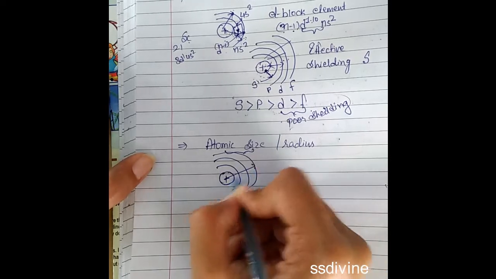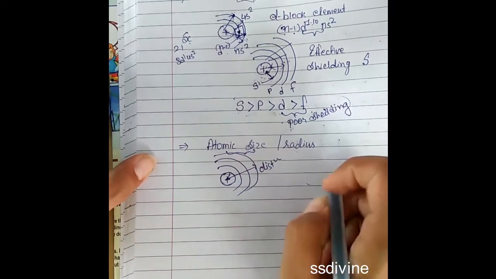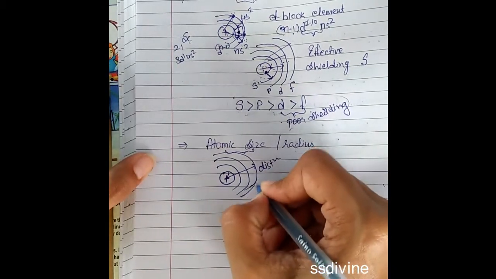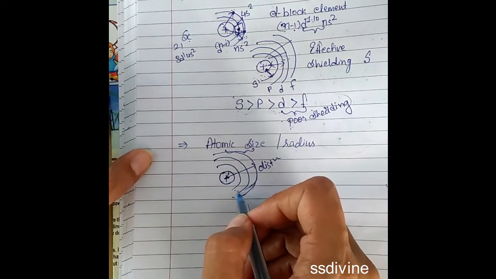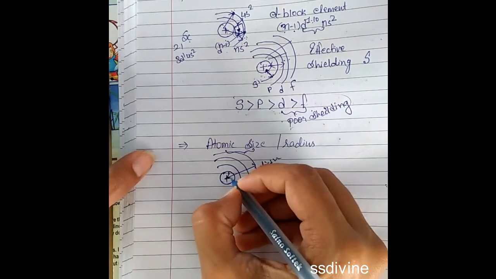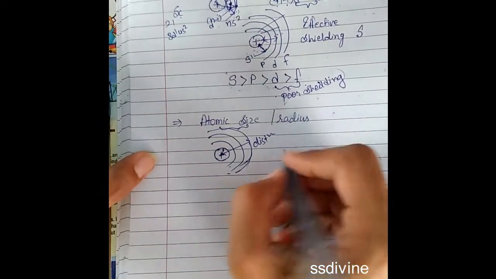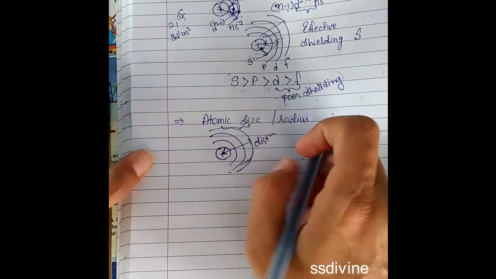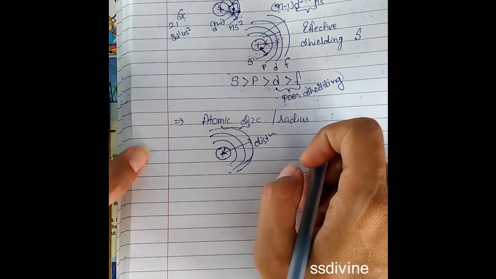न्यूक्लियस और outermost shell के बीच में जो distance है, that distance is known as atomic size or atomic radius. Clear? Now we know that these orbits are imaginary orbits, right? So it is difficult to find this distance. Now to calculate this radius, we have seen that the elements are obtained in the combined form.